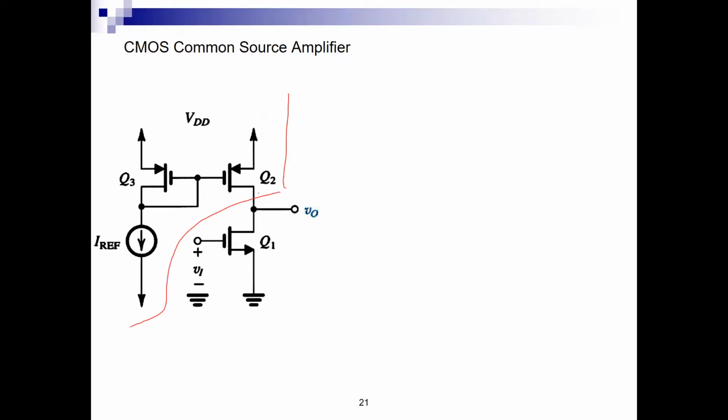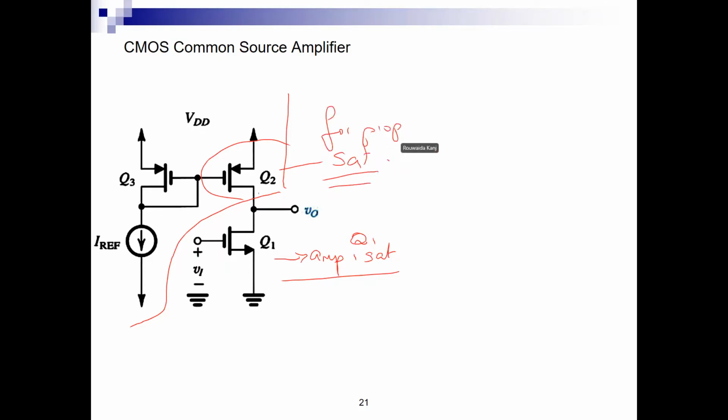Now for proper operation I need to guarantee two things. For this to work as an amplifier, Q1 needs to be in the saturation region. And for the mirroring circuit to do proper mirroring, I need Q2 to be in saturation as well.